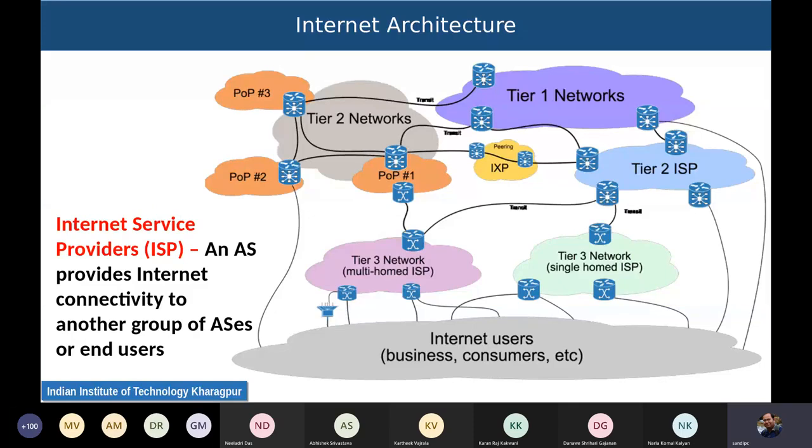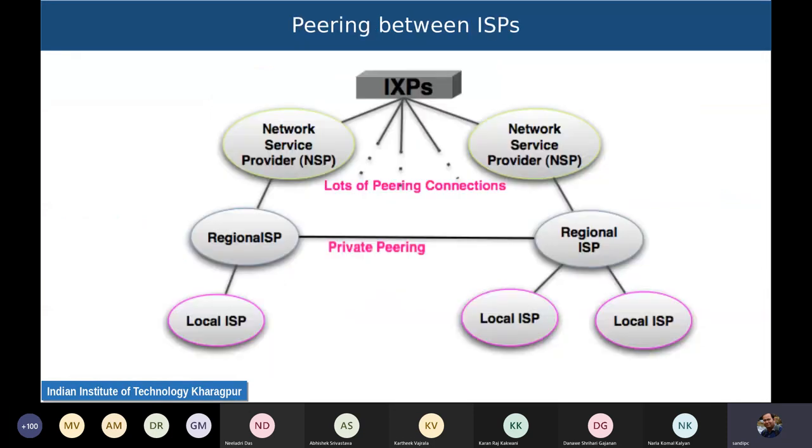Now, the idea of peering between ISPs, as I was mentioning, is that internet exchange points set up peering between multiple different ISPs. When multiple ISPs are connected via an IXP, we call them network service providers or NSPs, because through them you can create a network between the ISPs through which you can send data from one ISP to another and vice versa. There can be a lot of peering connections from this internet exchange point. Then there are the regional ISPs which get services from the NSPs, and the regional ISPs can have private peering among themselves. Finally, the local ISPs are connected with the regional ISPs, and we get our network connections from these local ISPs.